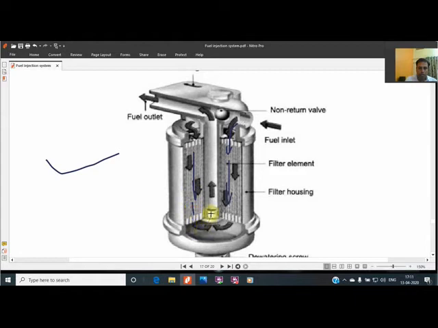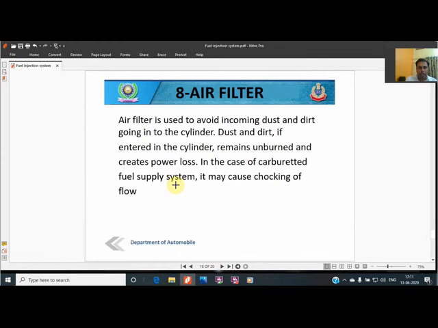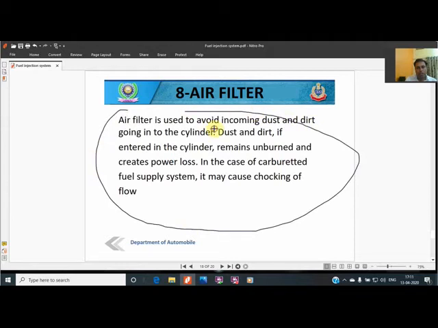it returns from the central line and goes to the common rail. This is being shown to you. The fuel filter is used for filtering the fuel. Alongside the fuel filter, we have air filters, because if we are filtering the fuel, then we should filter the air also, to avoid dust. Dusty air, if it enters the cylinder, remains unburnt and creates power loss. In the carburetor, it may cause choking or overflow.